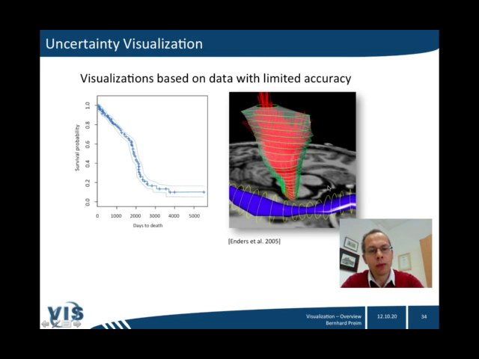Here's another example that was created for neurosurgery planning. Fiber tracts in the brain are reconstructed from medical image data with a quite complex processing chain, and the data only has a limited spatial resolution, so there is some uncertainty involved. The actual reconstruction delivers this blue surface here and these red lines.